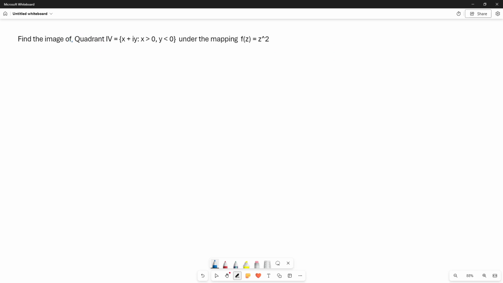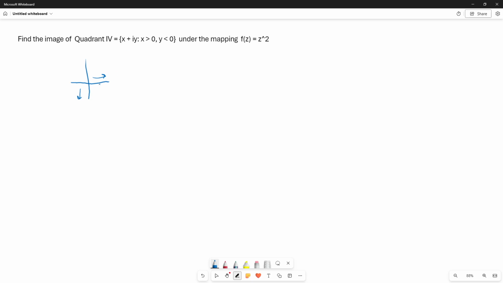We would like to find the image of the fourth quadrant under the mapping f of z equals z squared. So the fourth quadrant is the set of complex numbers that have a positive real part and a negative imaginary part. And here we have strict inequality. x is strictly greater than 0 and y is strictly less than 0.